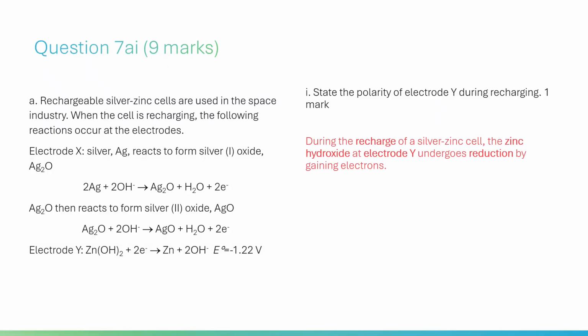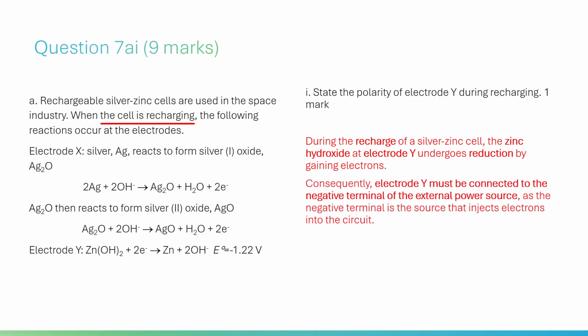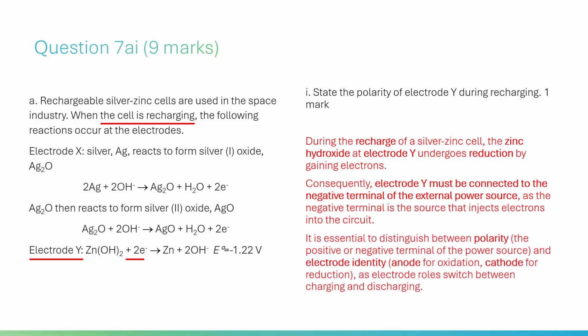During the recharge of a silver-zinc cell, the zinc hydroxide at electrode Y undergoes reduction by gaining electrons. Consequently, electrode Y must be connected to the negative terminal of the external power source, as the negative terminal is the source that injects electrons into the circuit. It is essential to distinguish between polarity, the positive or negative terminal of the power source, and electrode identity, anode for oxidation, cathode for reduction, as electrode roles switch between charging and discharging.